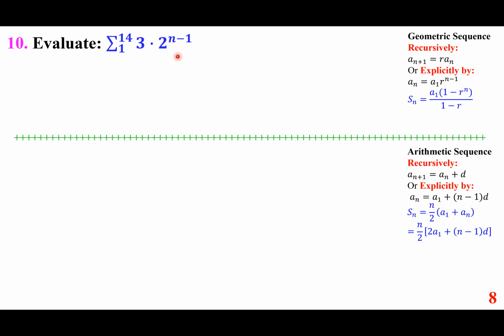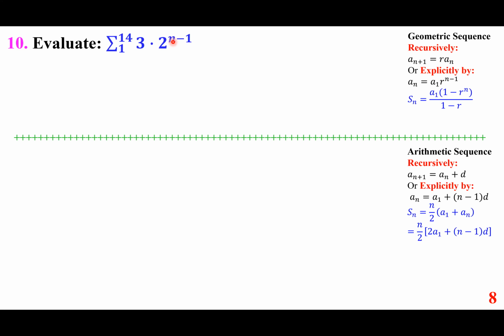I'm going to evaluate this one from 1 to 40. Well, we can go through the process and let n be 1, then 2 and 3 and so forth, and add them up. We can do that. But we can notice that this is a geometric sequence, and therefore there's an easier way. So in order to make sure we understand it's a geometric sequence, let's write the first few terms.